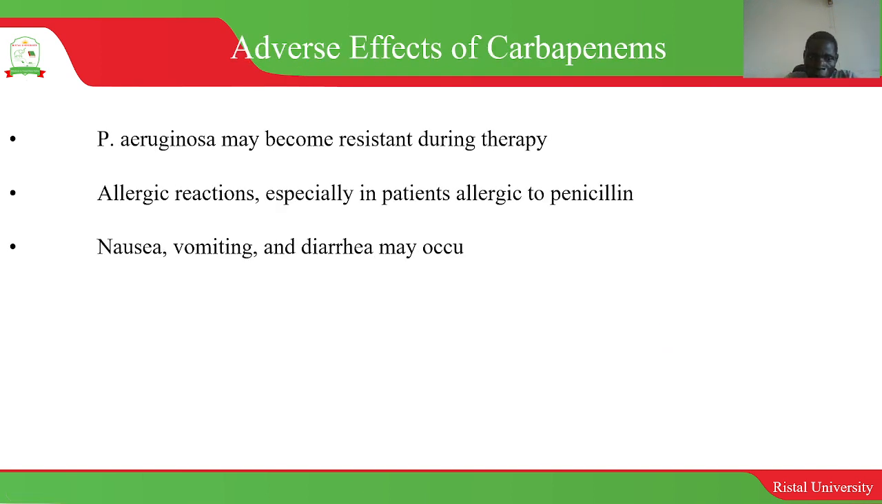Adverse effects of carbapenems: Pseudomonas aeruginosa may become resistant during the therapy. Allergic reactions also occur, especially in patients allergic to penicillin. They also cause the side effects of nausea, vomiting, and occasionally diarrhea.